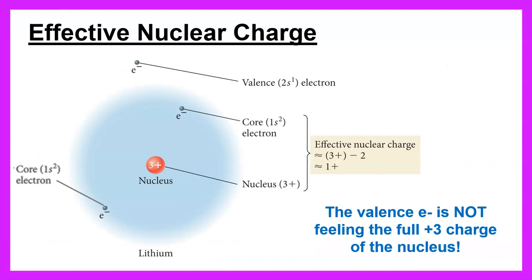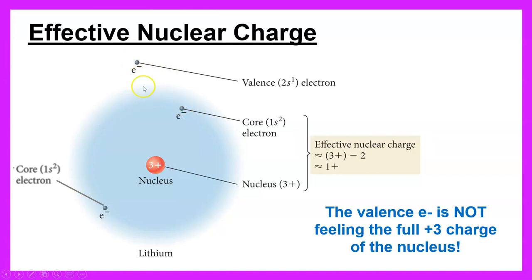Here's a picture that tries to show this effective nuclear charge a little bit. If you see here, we have a nucleus with 3 protons, and we have some inner electrons here. And then out here, we have our valence electron in the second energy level. Now this valence electron is not feeling a pull of 3 from the nucleus because these electrons are providing the shield, the screen, the buffer for this one.